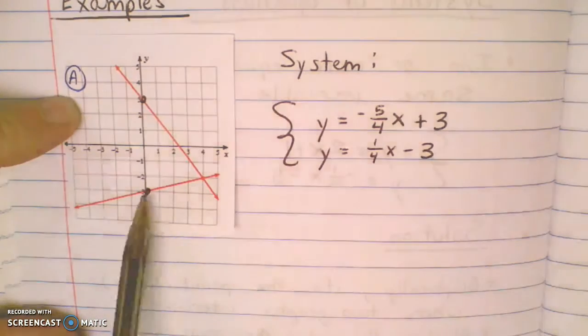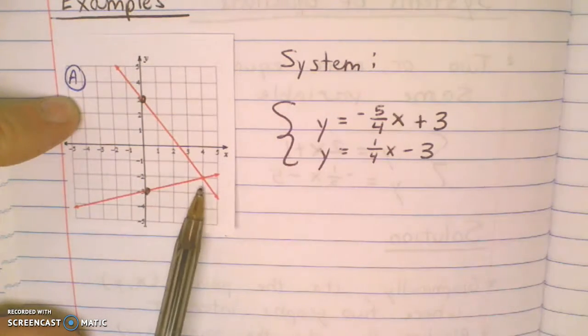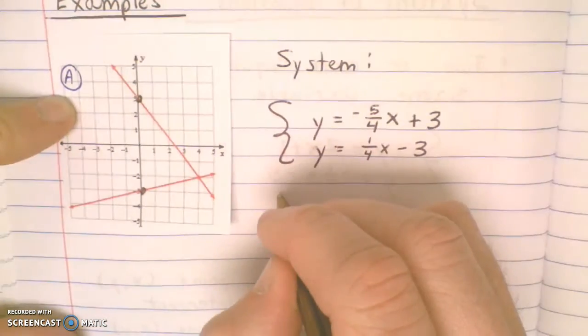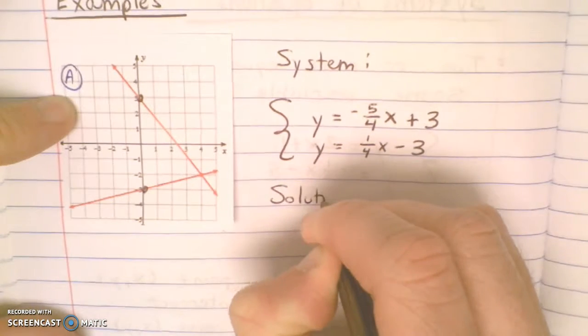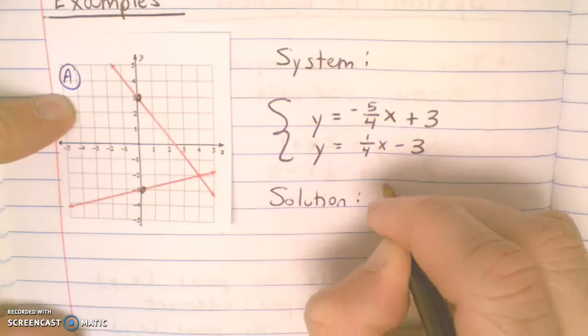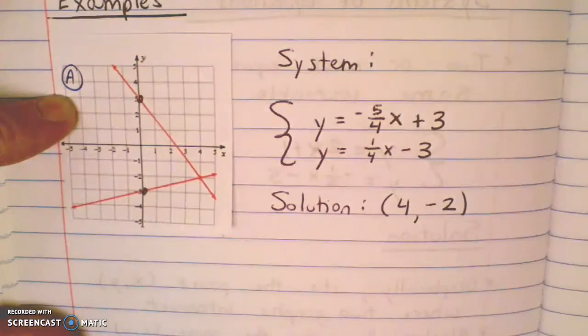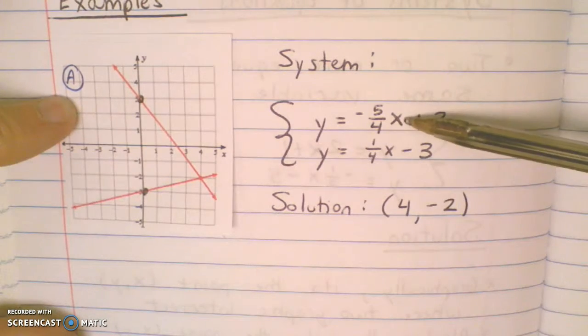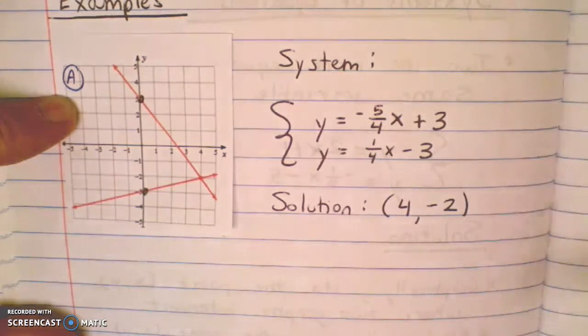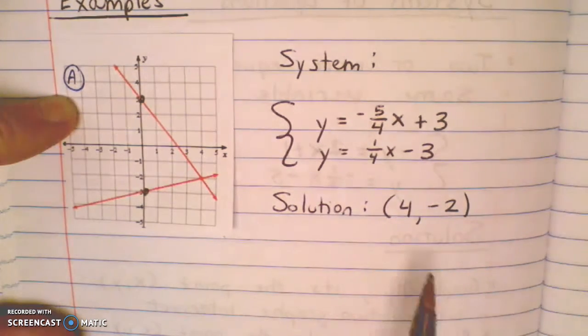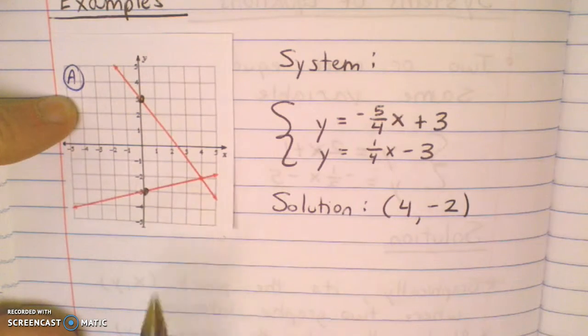So the solution to this system is the point where they intersect. So the solution here is 4, negative 2. Which means when I plug in 4 into each equation for x, the negative 2 should pop out. And that's how you solve a system of equations. You look for where, graphically, they're crossing on the graph.